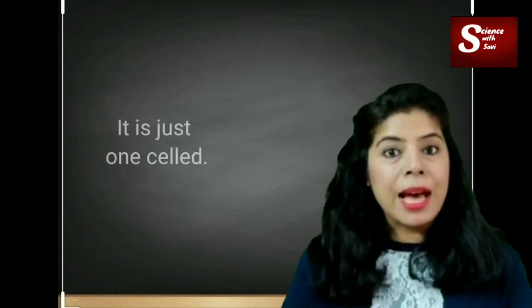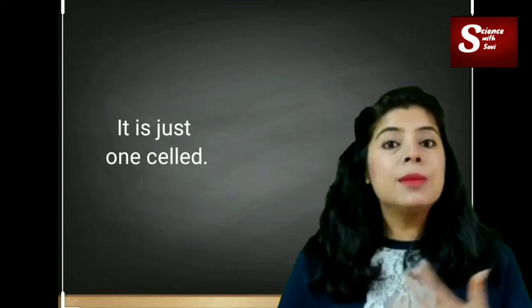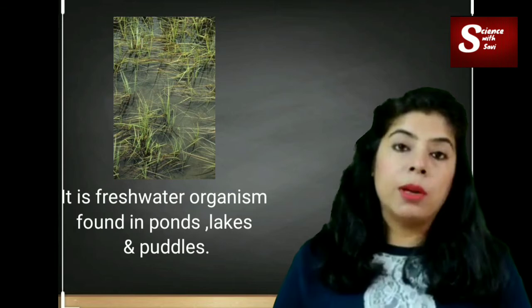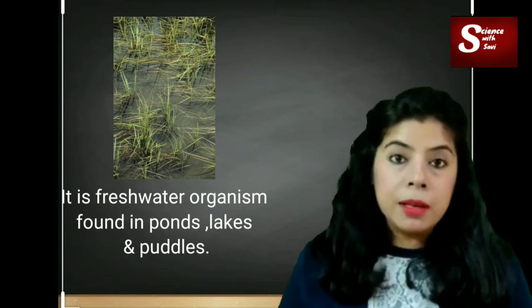It is made up of a single cell. The whole body has only a single cell, and it is microscopic. That is, you cannot see it with your naked eye. You can see an amoeba only through a microscope. Now, where is the amoeba found? The amoeba is a freshwater organism. It is found in ponds, lakes and puddles.